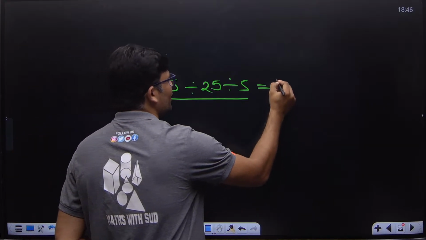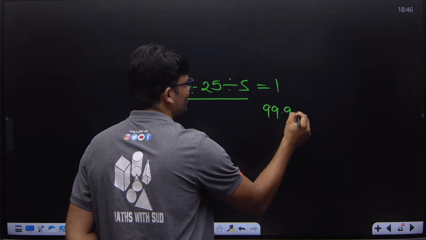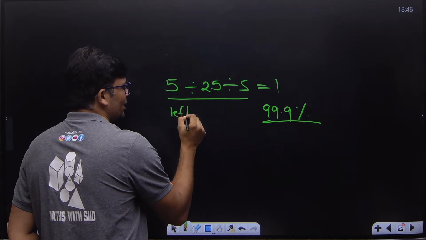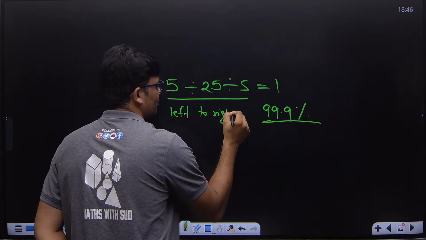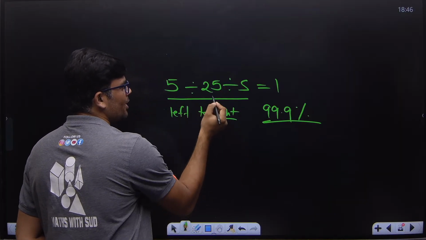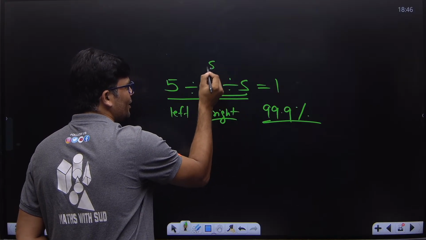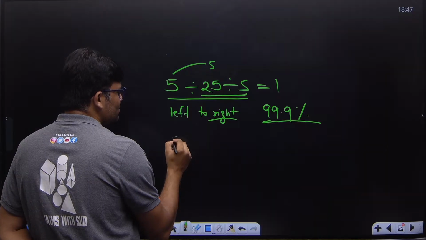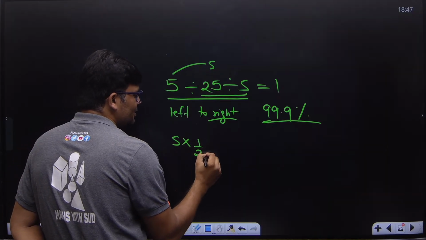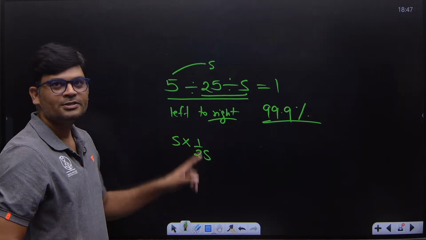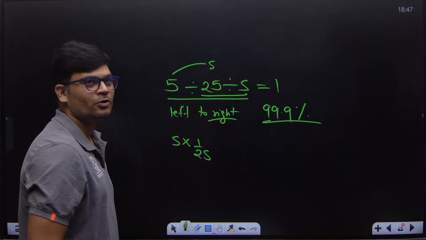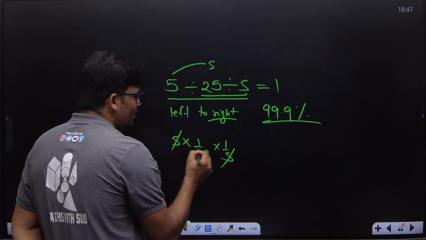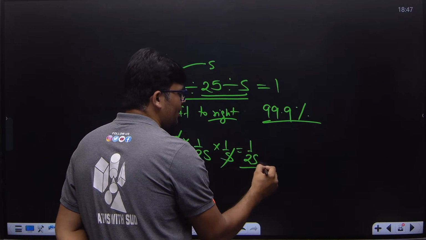Very good. So you are falling into that 99.9% of the students. So how to do it? You have to follow the rule, that is left to right. You did this first, you got 5, and then you did 5 by 5, which is 1, which is not the case. What should be happening is 5 multiplied by, you just reciprocate the number and change the division sign, and the same has to be followed for the next as well. So you will write 1 by 5 again. Okay. And this 5 and 5 will get cancelled out and you will get the answer as 1 by 25.